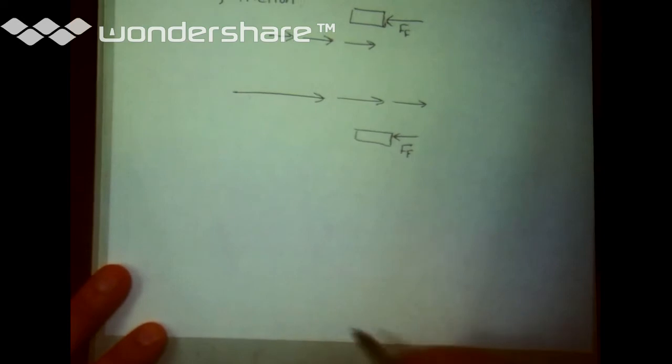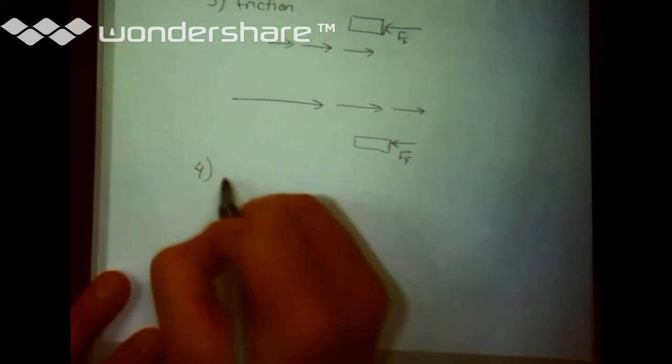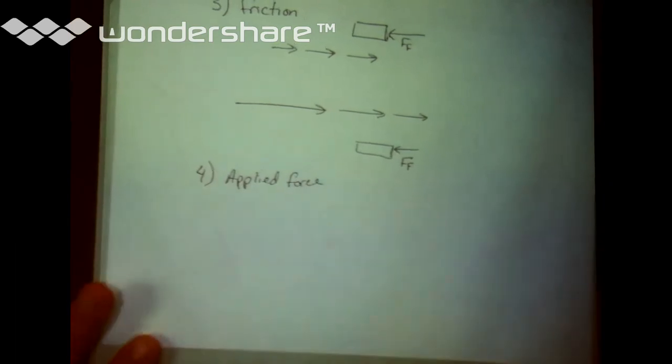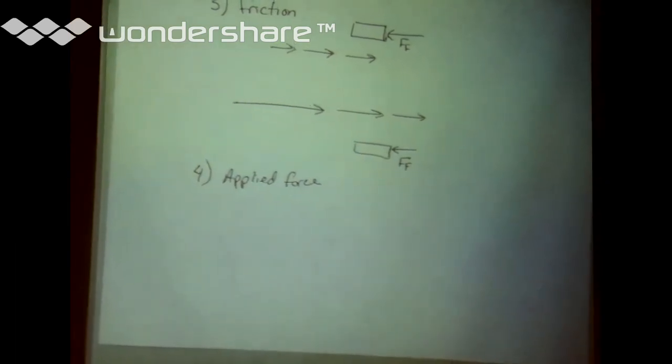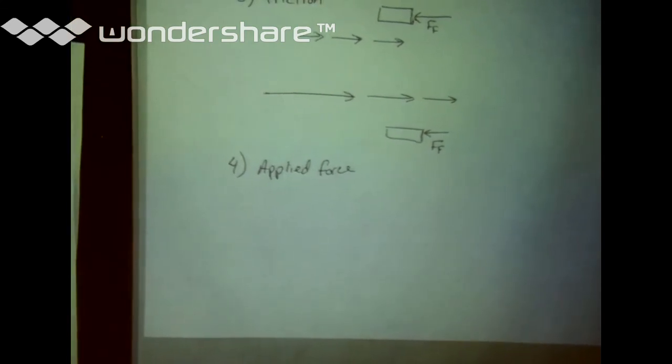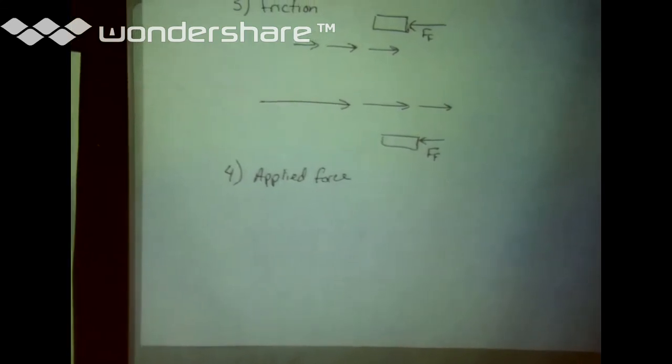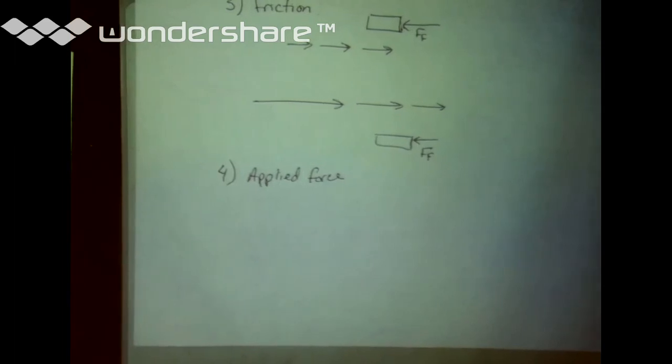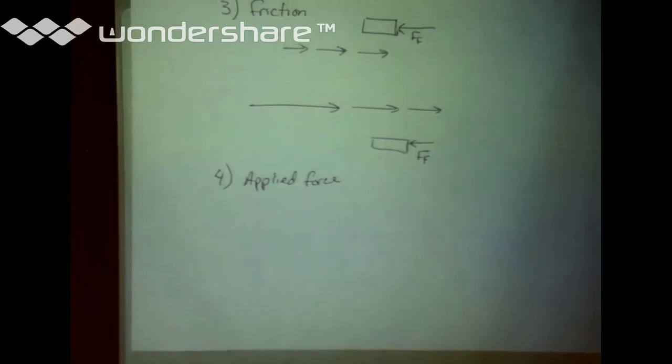And then any push or pull that is applied by us is the applied force. So number 4 is the applied force. This is going to be any other force that's not gravity, normal, or friction. So an applied force, any push or pull on an object is the applied force. Any applied force can act in any direction and can balance or unbalance any force.